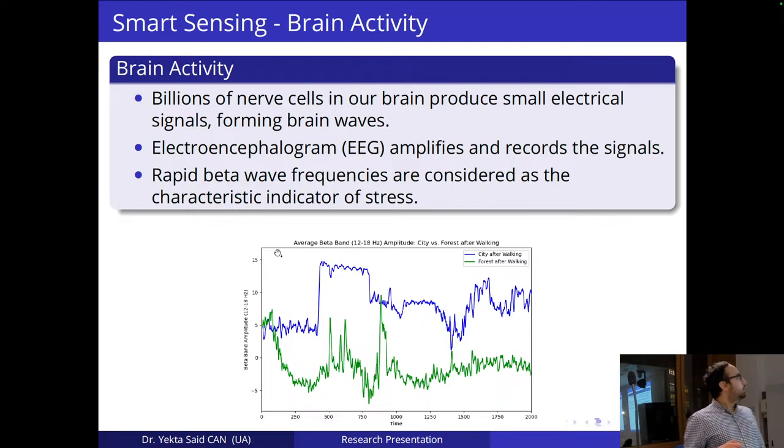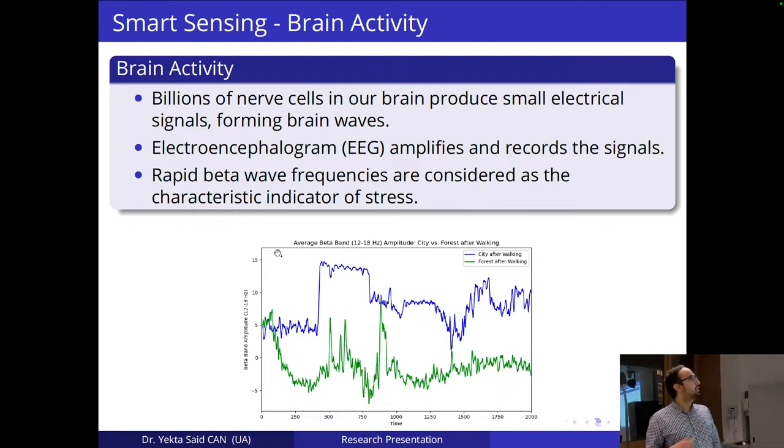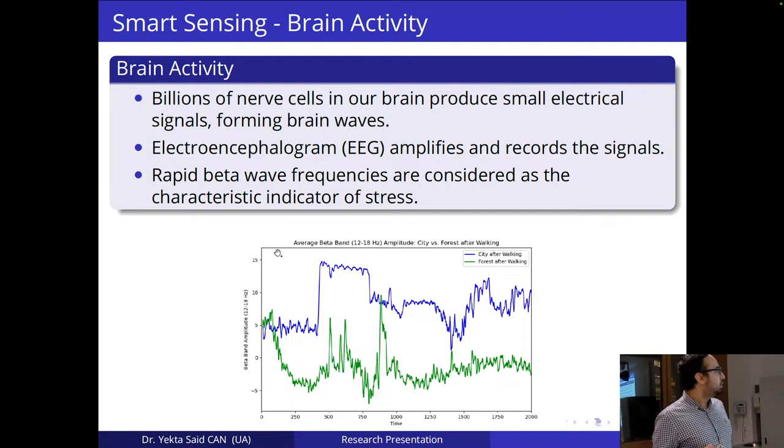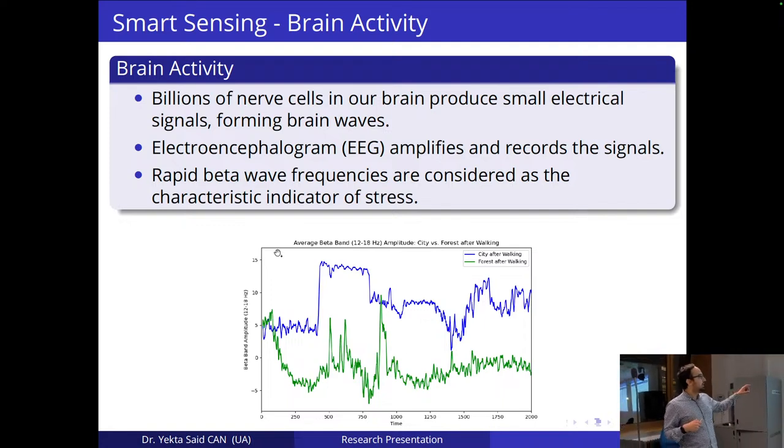Brain activity is also important. Billions of nerve cells create small electrical signals which form brain waves. EEG amplifies and records these signals, and rapid beta wave frequencies are considered a characteristic indicator of stress. Here you can see beta wave frequencies under stress and under relaxed conditions.